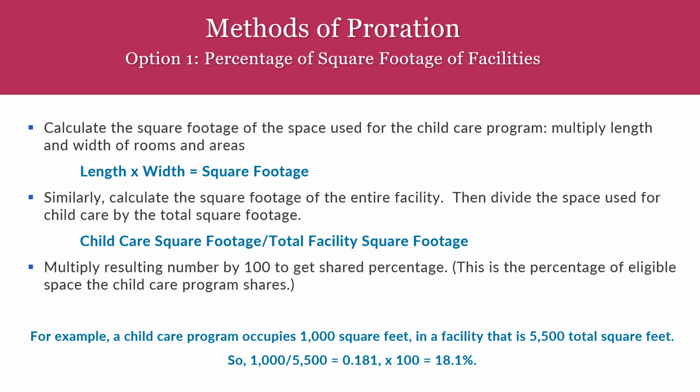The first method of proration we will discuss is percentage of total square footage of facilities. Take the number of square feet of the space used for your child care program and divide it by the total square footage of your entire facility. To calculate square footage, you will need to measure the length and width of your space with a tape measure. Fix a tape measure to one end of the longest wall in your space and extend it to the other end. Record this measurement in feet, not inches.